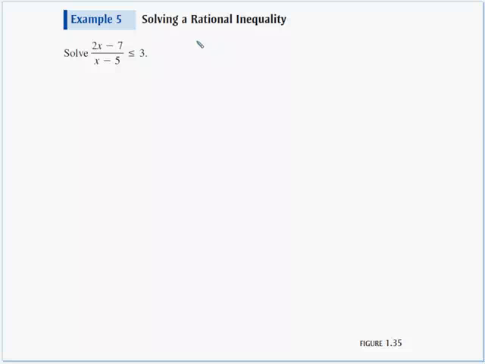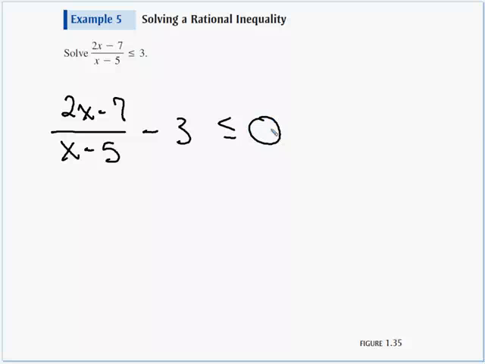So example 5, solve this rational inequality. We have 2x minus 7 as our numerator and x minus 5 as our denominator, and 3 on the other side. The first thing we want to do is set it to equal to 0, or in this case, less than or equal to 0. So I'm going to subtract 3 from each side. Now on the left, I'll have 2x minus 7 divided by x minus 5, and I'm going to subtract 3, and then that's less than or equal to 0.